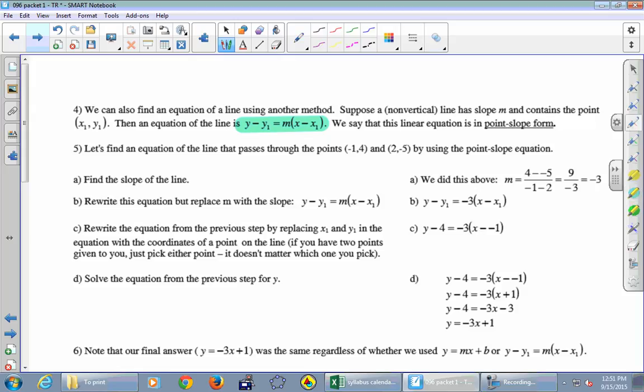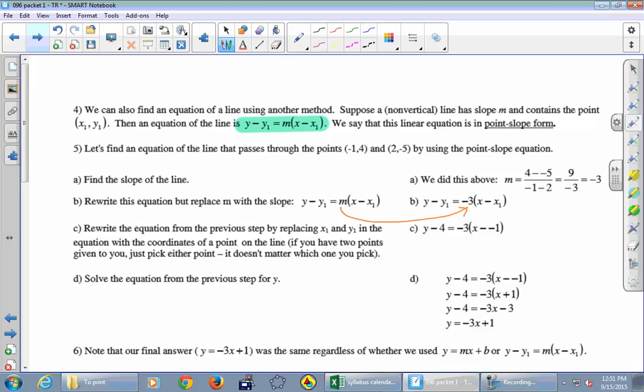Okay, so here's the process. This one will not take us as long. It says find the slope of the line. We did it already. The slope is still negative 3. It says rewrite the equation, but change the m into the slope that we just found. So the only change here is that the m becomes negative 3. Everything else is copied just as it is, yeah?